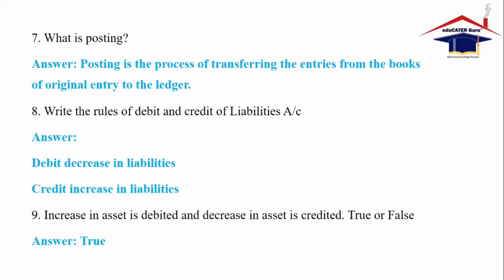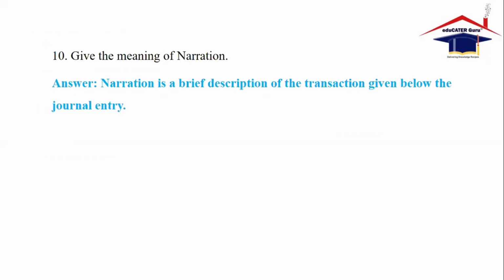Increase in asset is debited and decrease in asset is credited. True or false? Right. It is true, because when an asset is bought, it is debited. Bought means the asset has been increasing. When it is depreciated or sold, there is a decrease in the value of asset, so it is credited. And asset always shows debit balance.